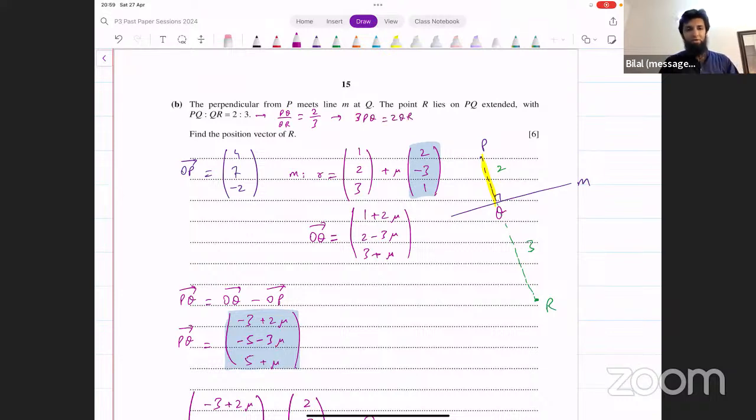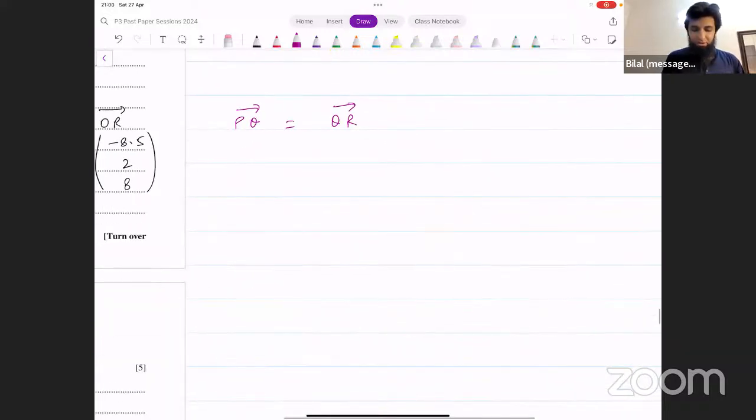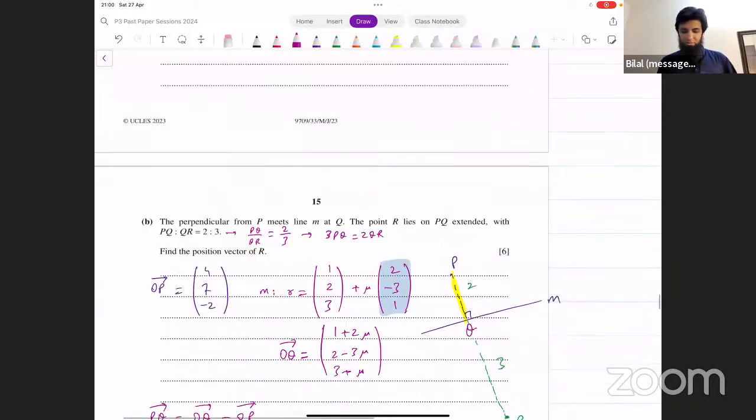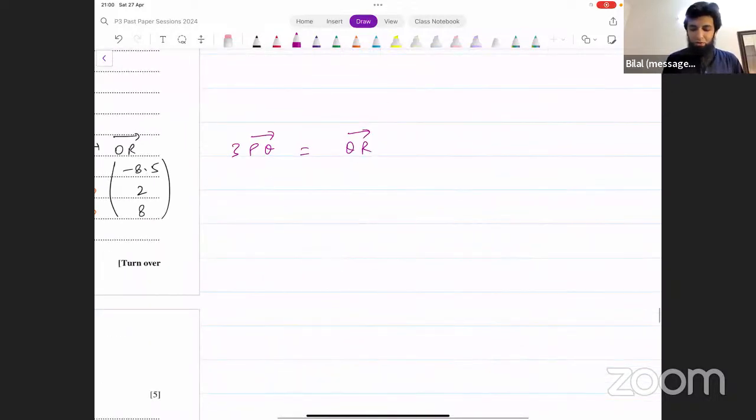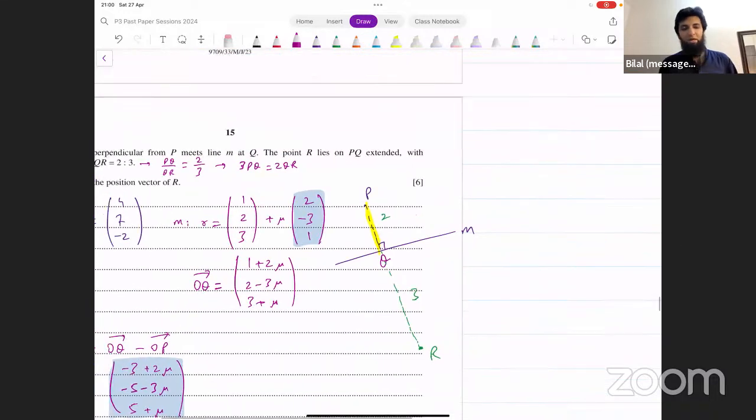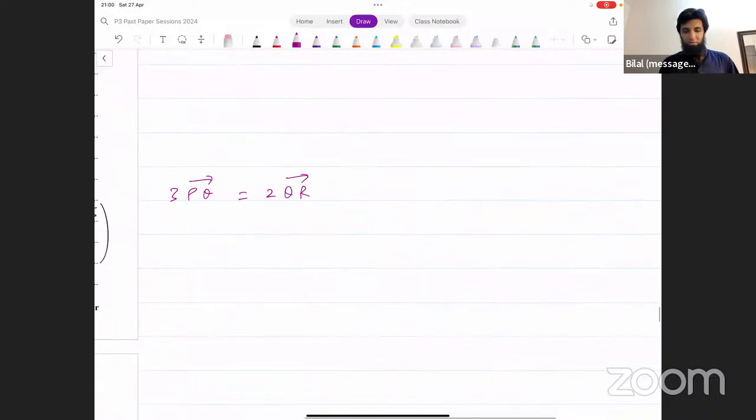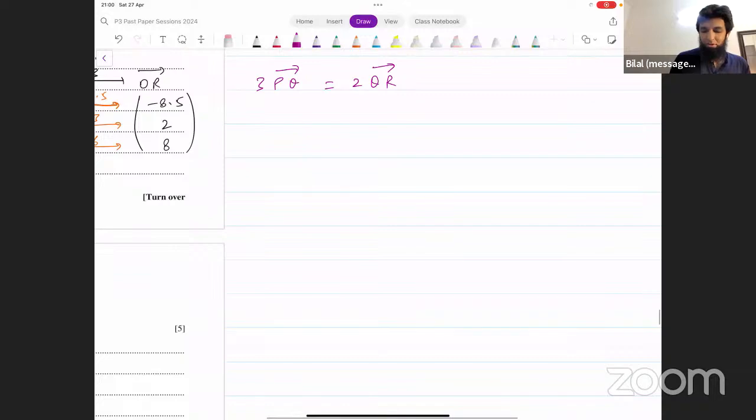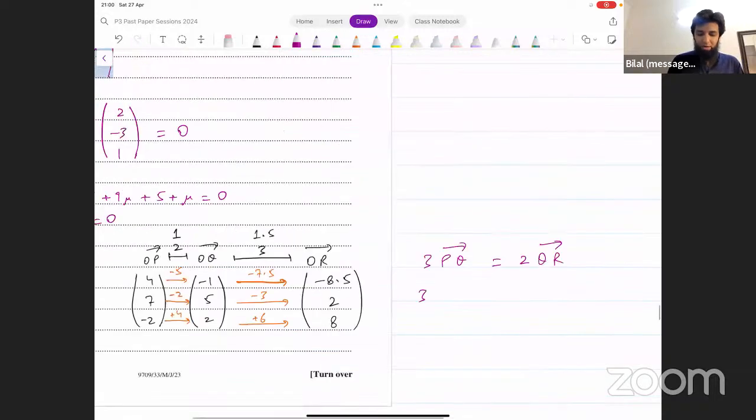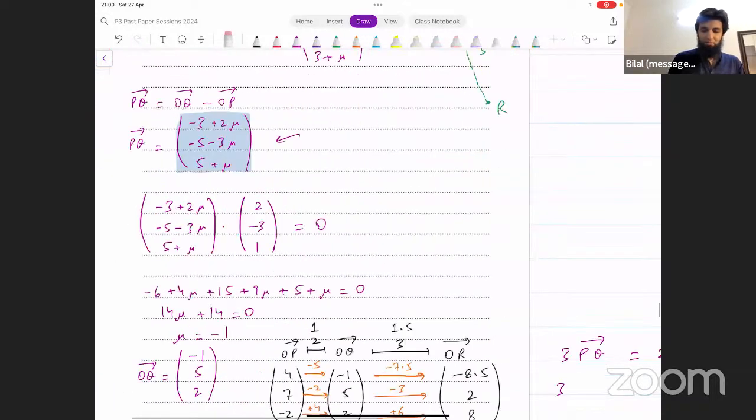If this is the ratio of their magnitudes, it would be the same ratio for their vectors as well. So we could say 3 into PQ vector would be equal to 2 times QR vector. And now, since we already have the PQ vector here, let's see what this turns out to be.